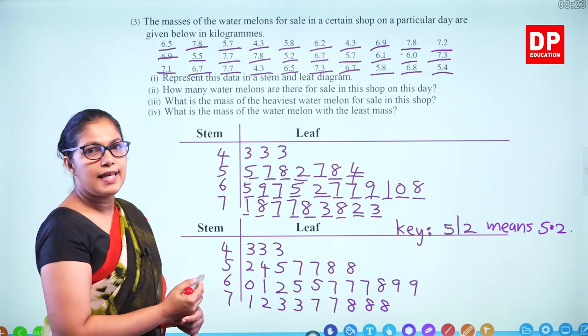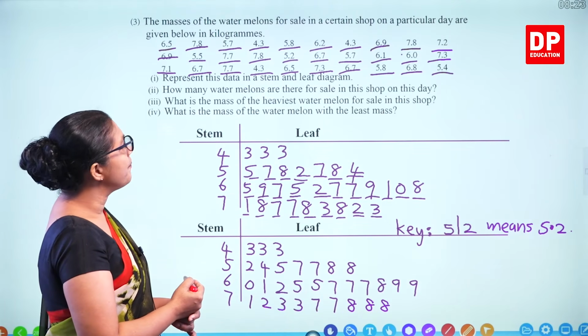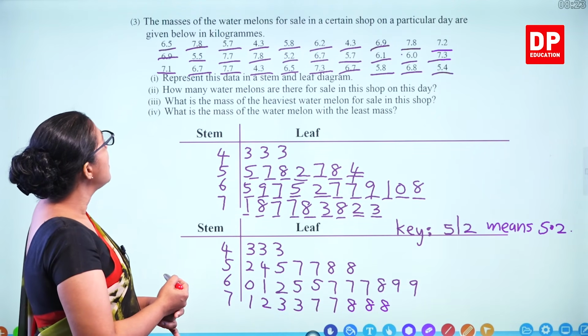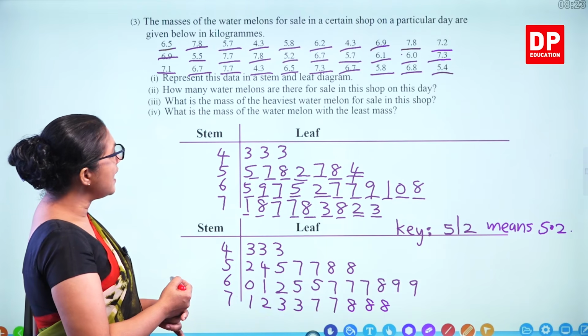So that's the key for the stem and leaf diagram. Now we'll answer the questions. How many watermelons are there for sale?